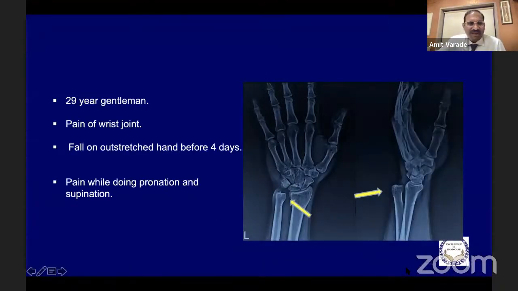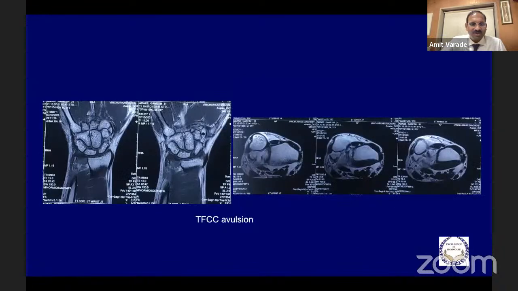So this 29-year-old gentleman had an acute injury and fall 4 days before. He was also having pain on pronation and supination. On X-ray, we can classically see the increased distal radioulnar joint distance and dislocation, rather on the dorsal side. These MRI images show a TFCC avulsion type of injury.